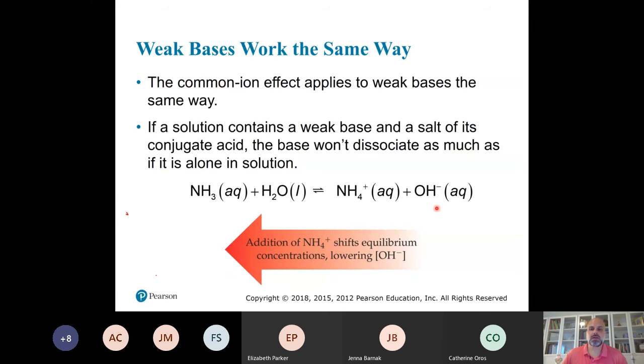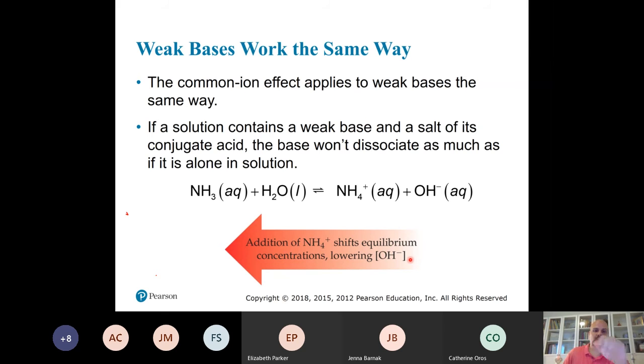So simply by adding the conjugate acid of the base, we end up lowering the basic concentration of the solution, which means we're going to decrease the pH, because a higher pH is a more basic solution. So we're going to decrease the pH by lowering the hydroxide concentration in solution.